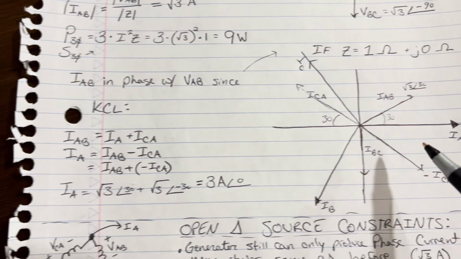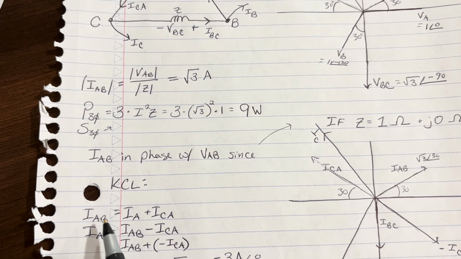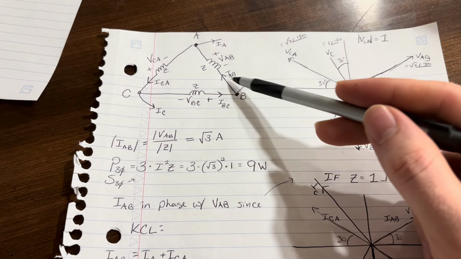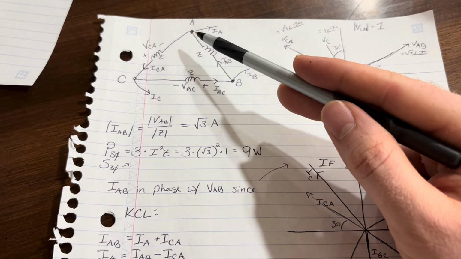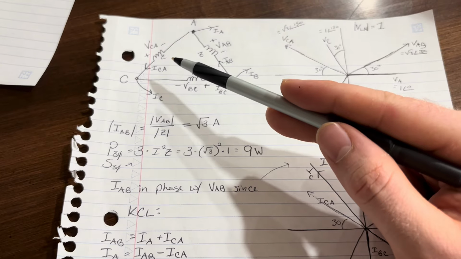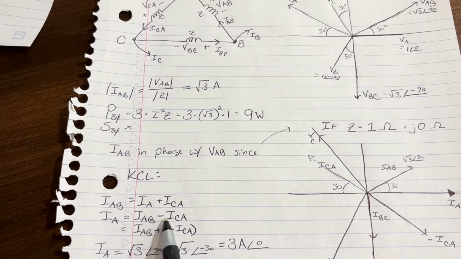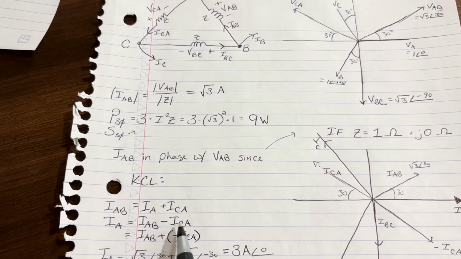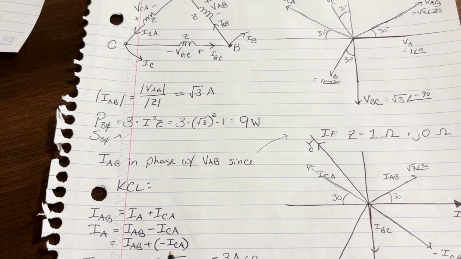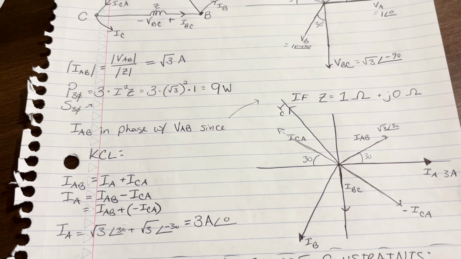Whoa, how did we get here? Okay, let's look at KCL. We have the following: currents entering a node equal currents leaving a node. So if we take IAB entering node A, that is equal to the sum of IA leaving the node and ICA leaving the node. Well, IA is also IAB minus ICA, which is IAB plus the opposite of ICA if we just rearrange it. So how did we get to IA is 3 amps?